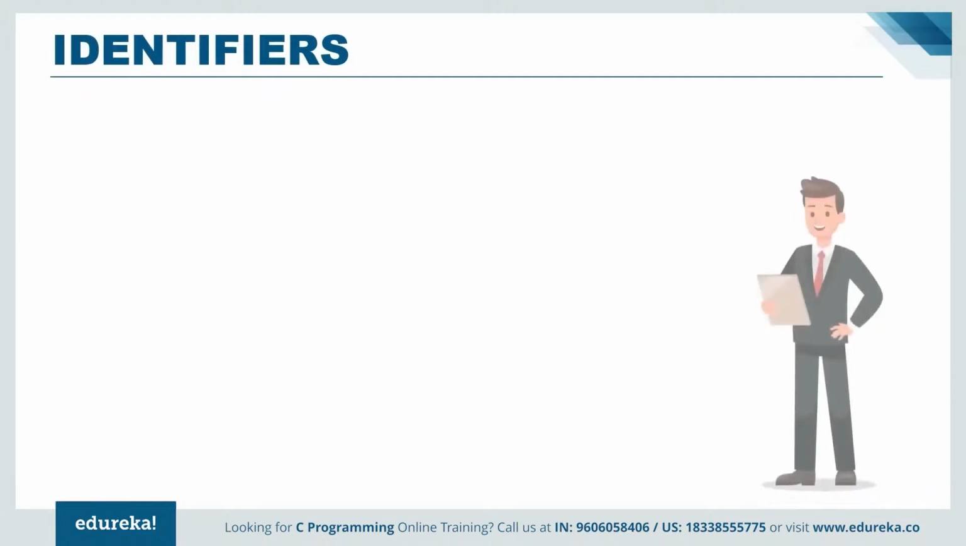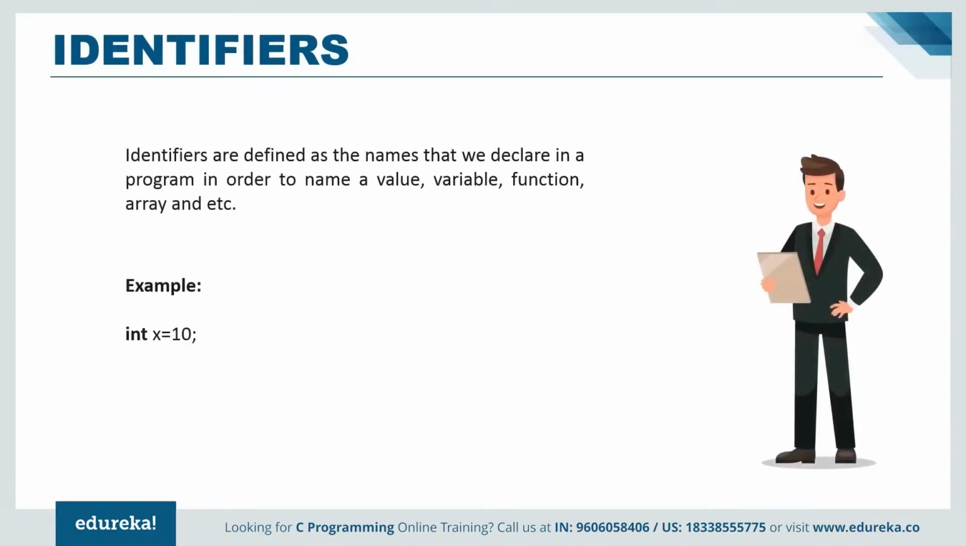The next thing is identifiers. Identifiers are defined as the names that we declare in the program in order to name a value, variable, function, array, etc. Let us understand identifiers in a little bit detail. Identifiers are nothing but the names you declared for your variables, values, functions, arrays, etc., which you are using in your program.